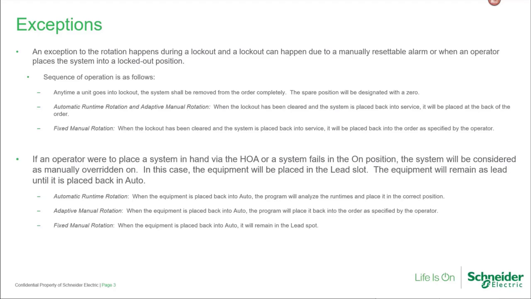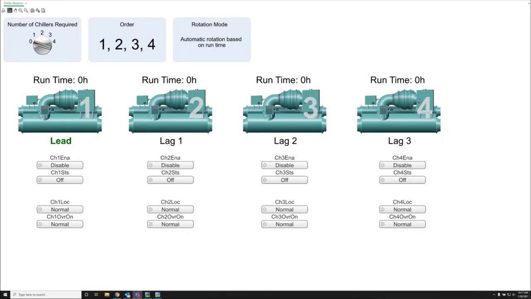So without further ado, let's jump into our demonstration. We're going to first start with our automatic rotation based on runtime. And here you can see our initial order is 1, 2, 3, 4. As we start to stage these chillers up, we'll start with 1, you'll see that the chillers start up according to the order.